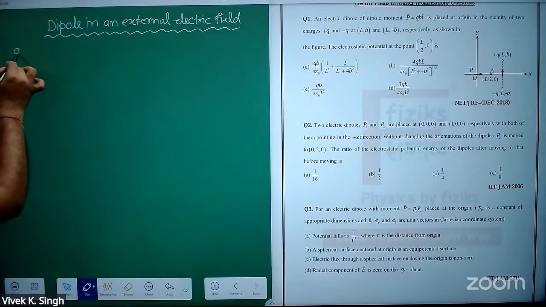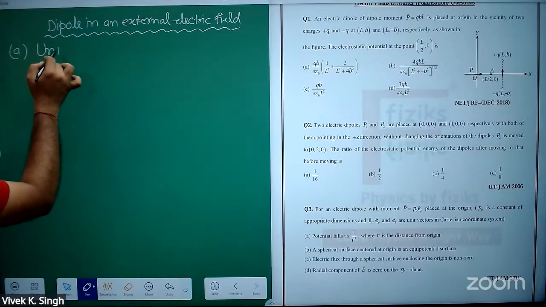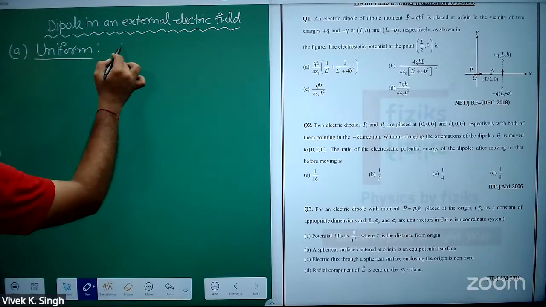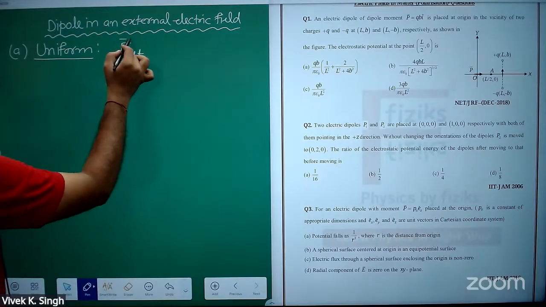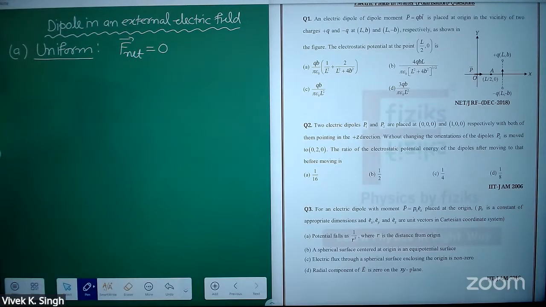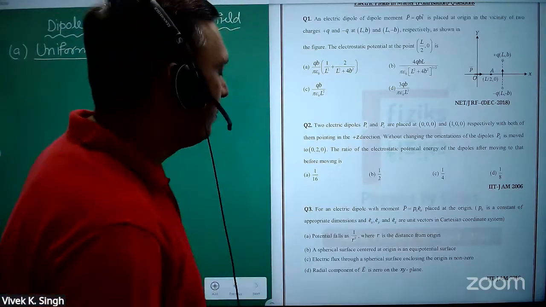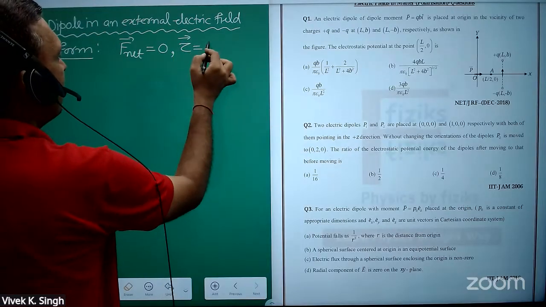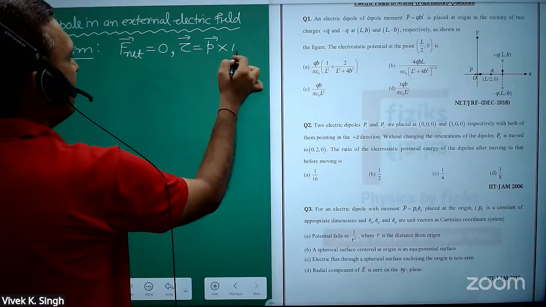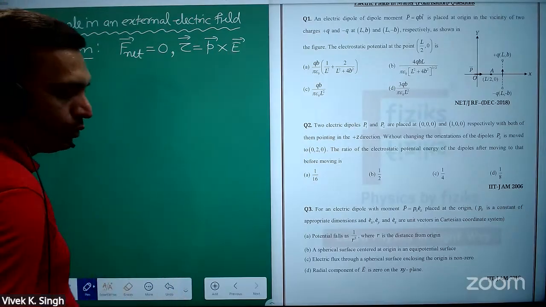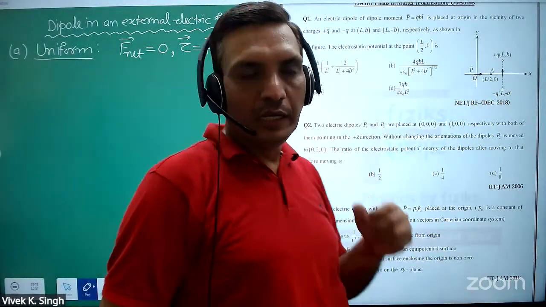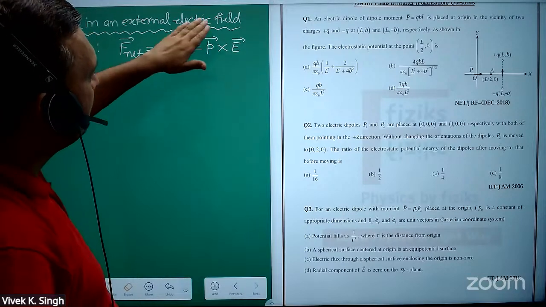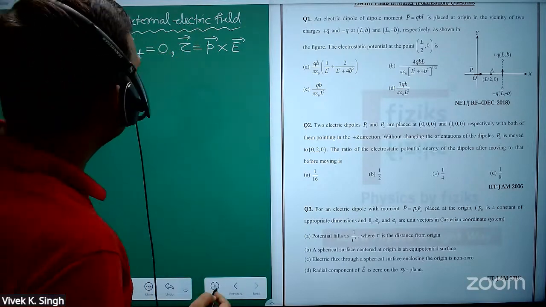So first, the field is uniform. You will see the net force on the dipole will be 0. It will experience a torque about the center, given by P cross E, and this torque will try to rotate the dipole in the field direction. Whenever an electric dipole is placed in an external field, this torque will try to align the dipole in the field direction.